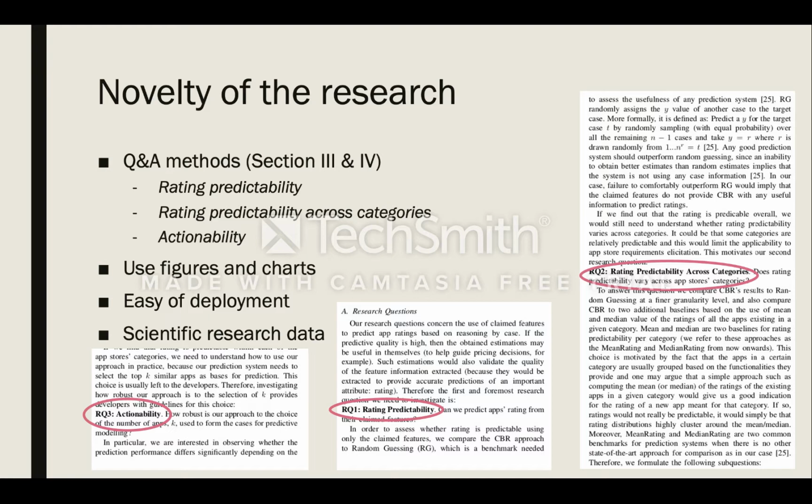In order to answer these questions, they compared the prediction accuracy achieved by CBR with random guessing results, and also analyzed them from the aspect of data evaluation criteria, case-based reasoning setting, and threats to validity. The second novelty in their paper that catch my eyes is that they used a lot of figures and charts and scientific data to show us the results.